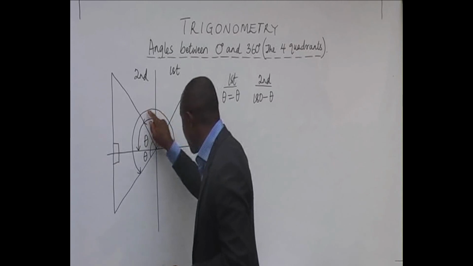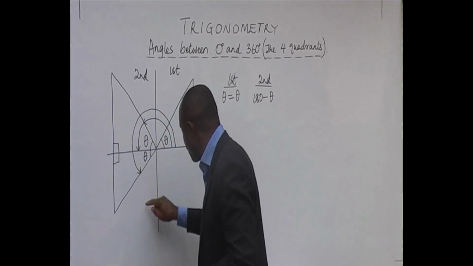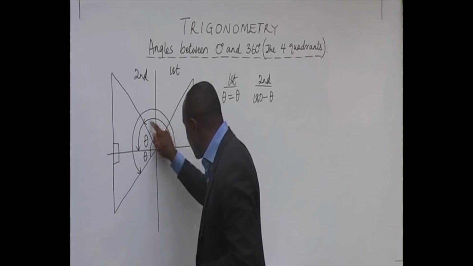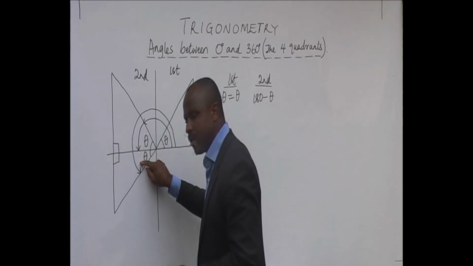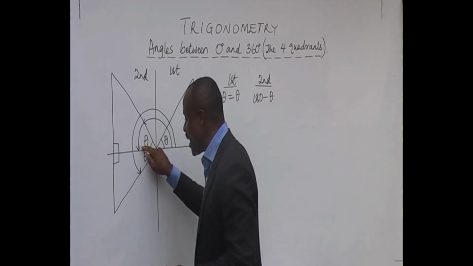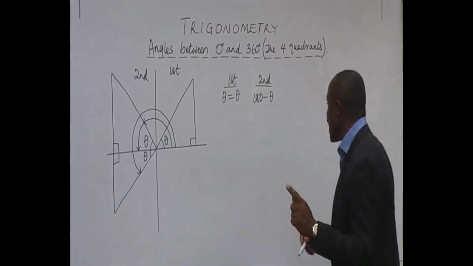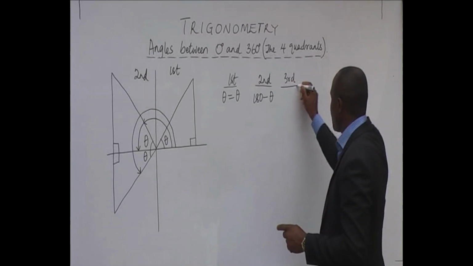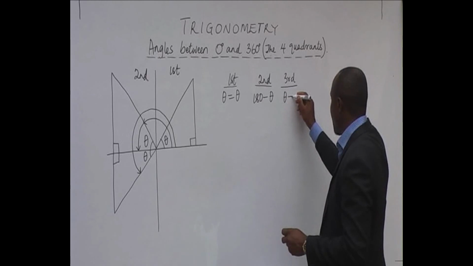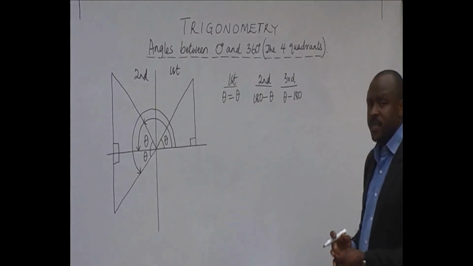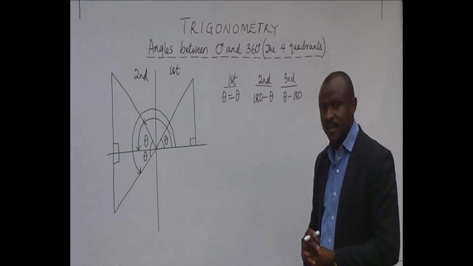So from here to wherever the angle stops, minus from here to here, we give you here. So it is now theta minus, from here to here is 180. So the law applicable in the third quadrant is theta minus 180, the opposite of the law obtainable in the second quadrant.